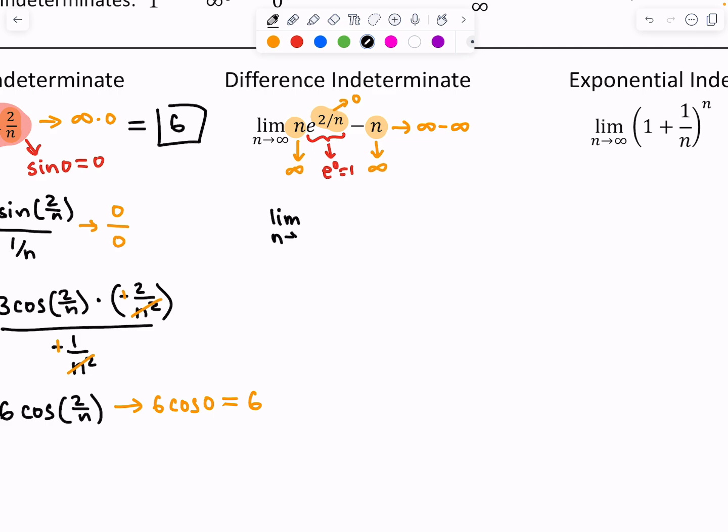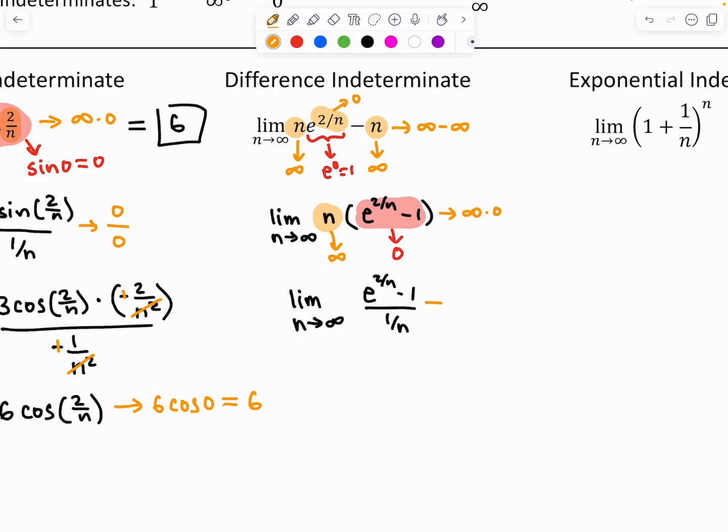In this case, let's do some factoring. Factor an n out, leaving e to the 2 over n minus 1, and reassess. The n in front approaches infinity, but the inside here approaches e to the 0 minus 1, which is 1 minus 1, which is 0. So we've converted this difference indeterminate into a product indeterminate of the form 0 times infinity. So we still want to turn this into a quotient indeterminate. And again, I'm going to take that coefficient n and put that into a denominator. So our numerator is e to the 2 over n minus 1 over 1 over n. And now we finally have approaching a 0 over 0 as n goes to infinity.